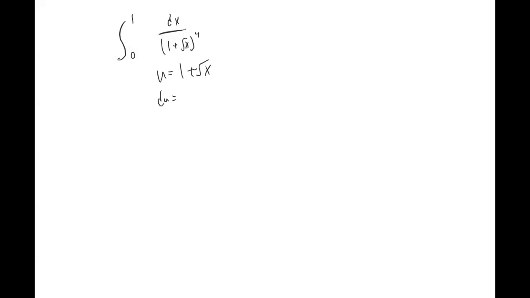So derivative of 1 is 0. Derivative of root x is what? It's 1 over 2 root x dx. So again, let's isolate the dx. So dx is 2 root x du over u to the fourth.